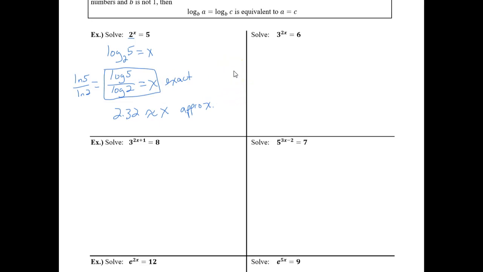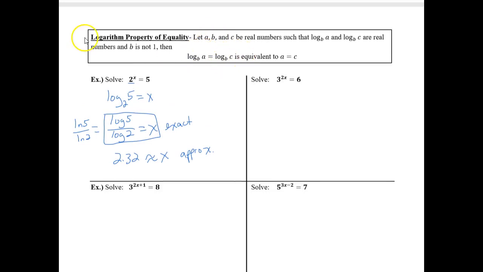Now there is another way to do this, and that's using this property here. It says the logarithm property of equality. Let a, b, and c be real numbers such that log base b of a and log base b of c are real numbers, and b is not 1. Then setting those two equal to each other is equivalent to a equals c, meaning the stuff inside equals the stuff inside. And you could take the log of both sides of this equation and then use an exponent property that we haven't learned, but if you've seen it in previous classes, that should get you to the same answer. Alright, let's look at another one.